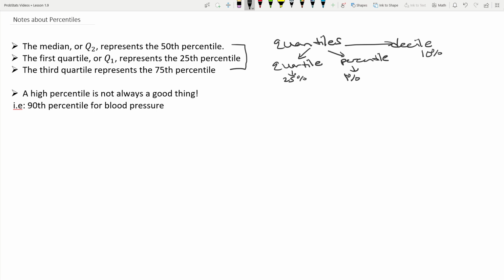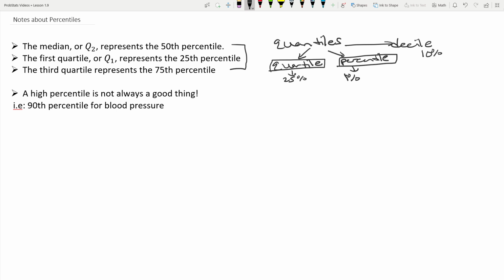But the ones that we focused on were quartiles in the last lesson, and now we are just focusing on percentiles in this lesson. But in any case, just know that the median, or the second quartile, represents the 50th percentile, the first quartile the 25th, the third quartile the 75th. A high percentile is not always, notice that it's not always, a good thing.